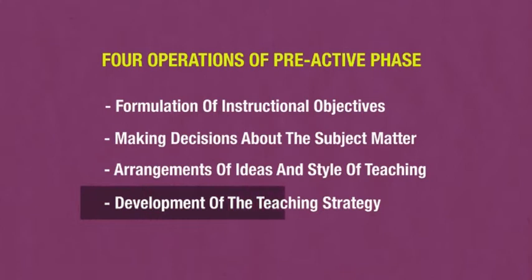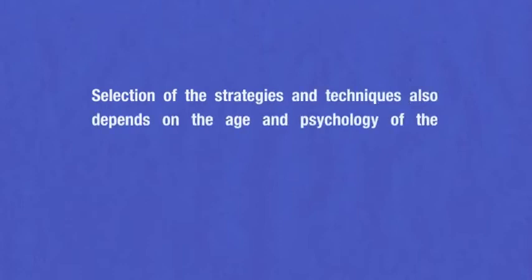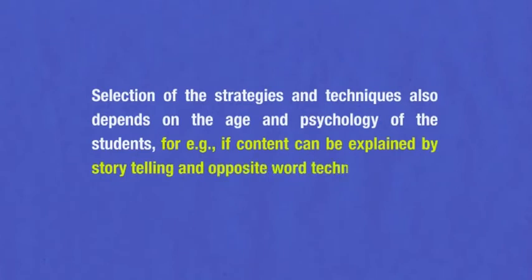Now, the fourth operation is development of the teaching strategy. This includes the overall teaching strategy to give a final look and revise what to perform in the class. Different strategies and techniques are selected for different elements of the subject matter, and sometimes a combination of strategies is applied for the purpose. Selection of the strategies and techniques also depends on the age and psychology of the students. For example, if the content can be explained by storytelling and opposite word techniques, the first is useful for children of smaller age and the latter is effective for those of the higher age.